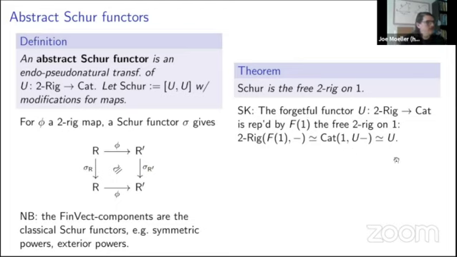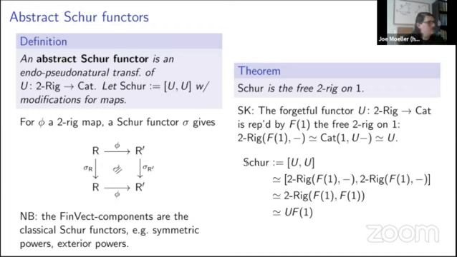But now with this in hand, we can do this calculation and say, sure, we defined it to be this category of natural transformations and modifications between them. But we just said that that's represented by F1.